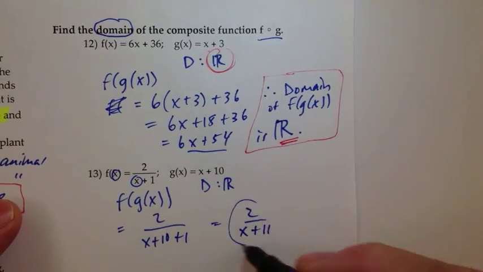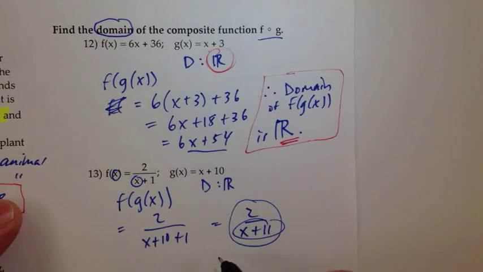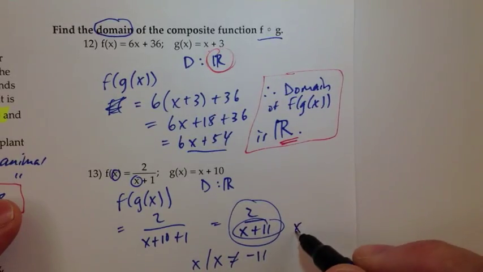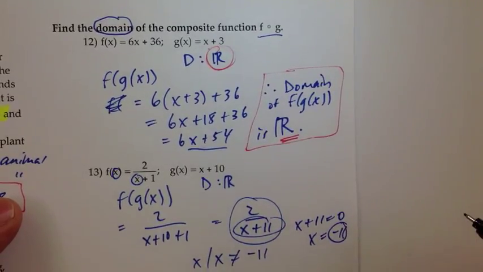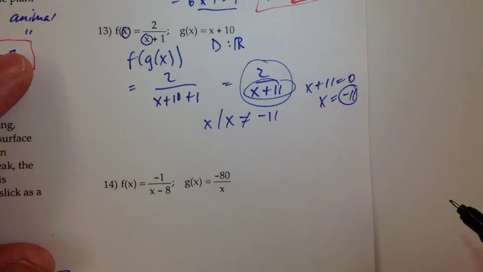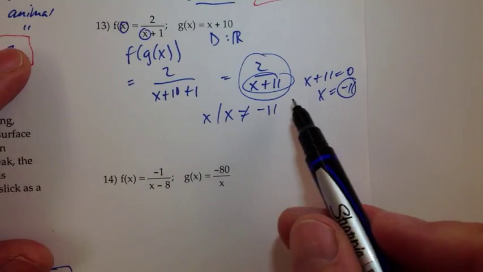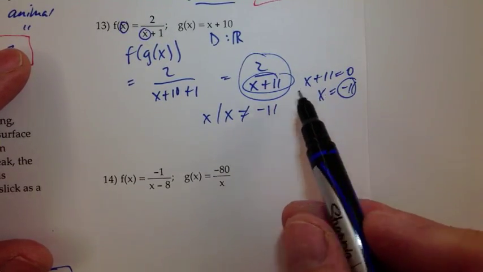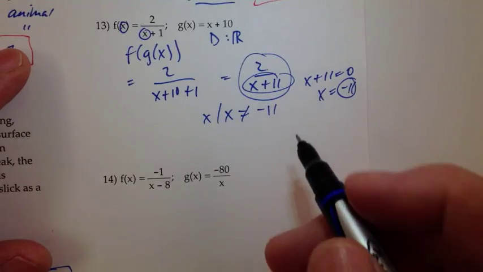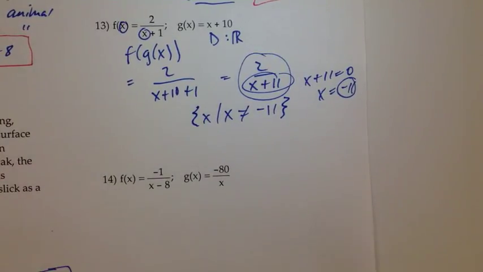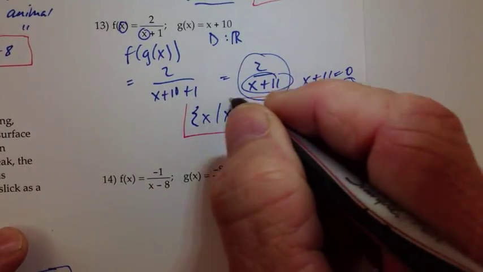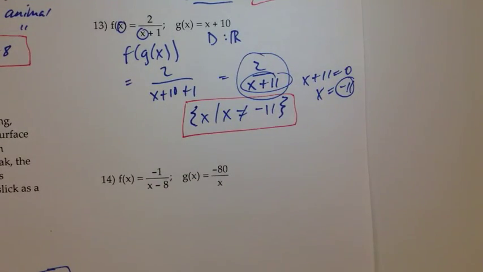Well, this is f of g of x. We can clearly see that our restriction is that x cannot be equal to negative 11, because x plus 11 equaling 0, we solve that, we get negative 11, and we know from our exhaustive study of polynomial and rational functions that we can't divide by 0. And so this is our domain of f of g of x. X cannot be negative 11.